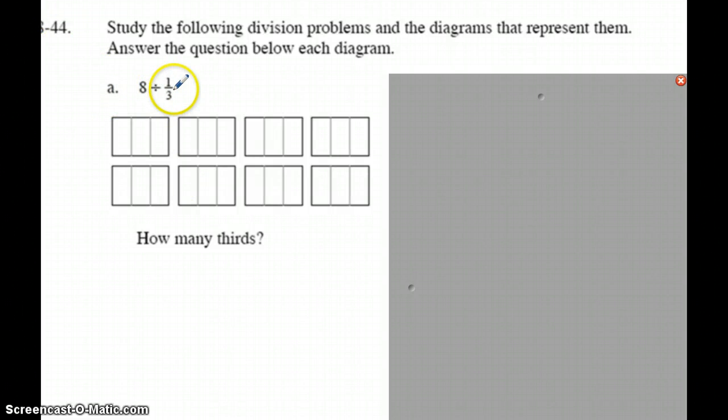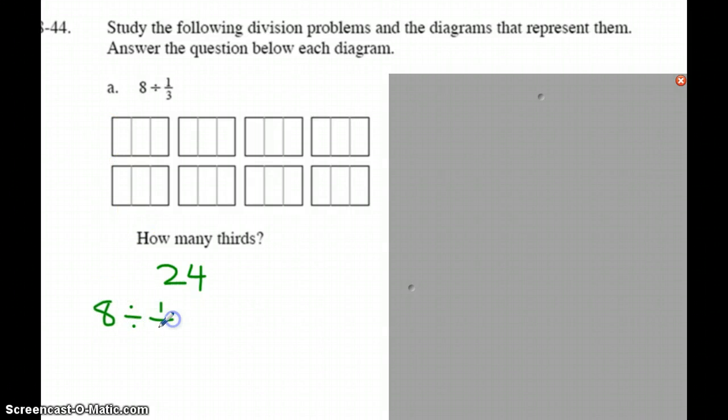44a. 8 divided by 1/3. Okay, and so basically we have 8 rectangles here, and we're splitting each one of those rectangles up into thirds. And basically they're asking how many thirds do we have in 8? Okay, and so obviously you can count them up. 1, 2, 3, 4, 5, 6, up through 24. How many thirds do we have? We have 24.